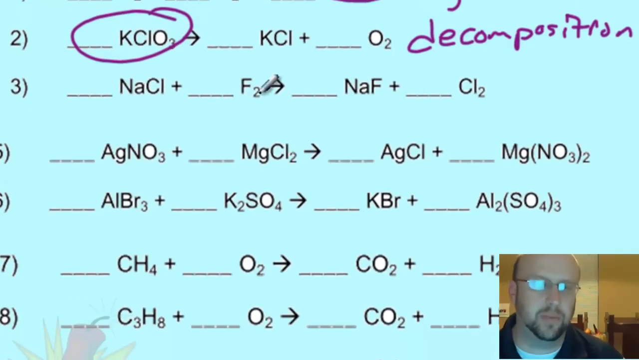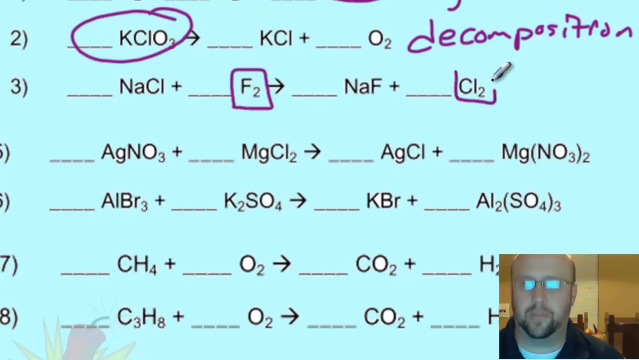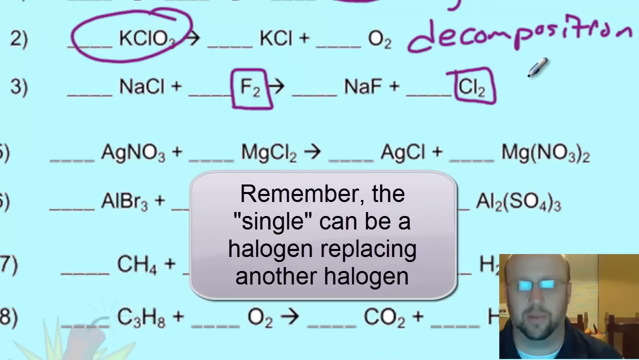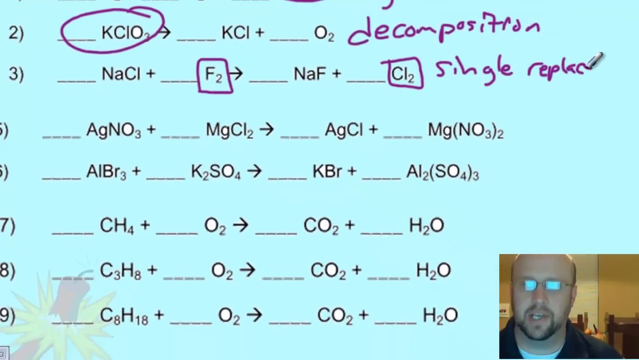So number 3 is a little bit tougher. In number 3, I've got sodium chloride, so it's an ionic compound. This is not an ionic compound, though, so I know it can't be double. But this is a single element by itself. And then on the product side is another single element by itself. And so when you see those singles, that should let you know that that is a single replacement.